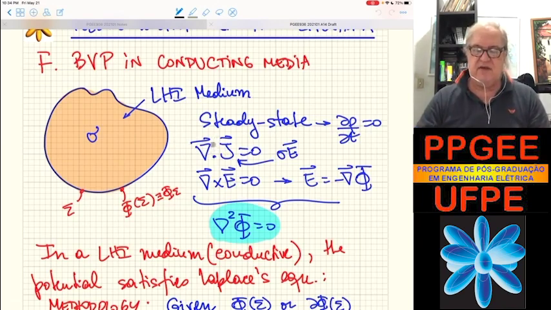So divergence of J equals 0, because of the continuity equation, or the principle of charge conservation: the partial of rho with respect to t equals 0, which means the divergence of J equals 0. At the same time, for static, stationary fields, curl of E equals 0, and E equals J over sigma, and E equals minus gradient of phi, okay?